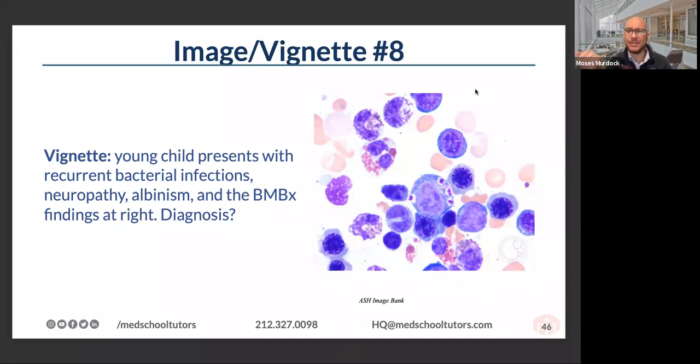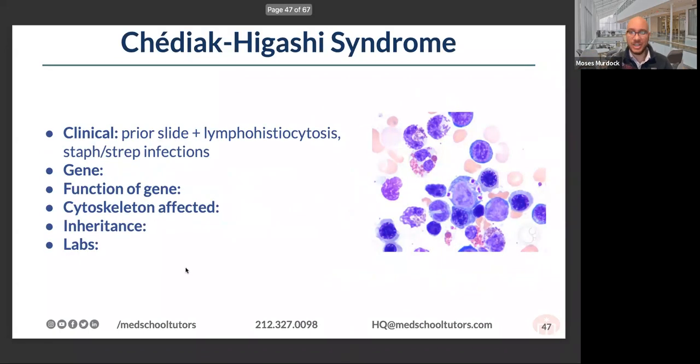Here you have albinism. So we haven't heard about albinism before. We also have neuropathy. So there's a nerve and there's a cutaneous component here. And notice that this is in a peripheral blood smear. This is in a bone marrow biopsy. And we're seeing some very strange granulations in these immune cells. And folks are just all over this because this is such a unique combination of symptoms. This is Chediak-Higashi syndrome. Beautiful.